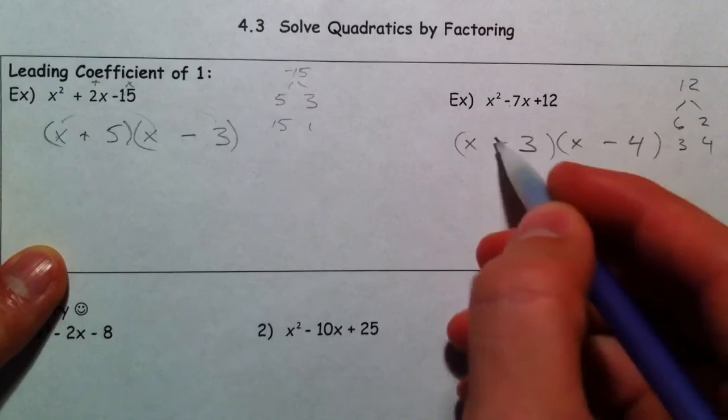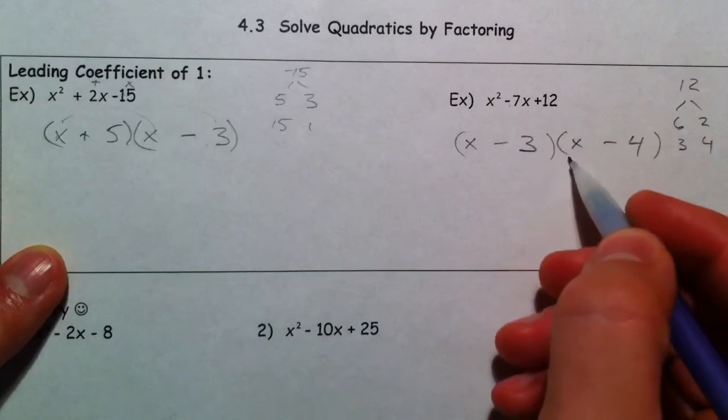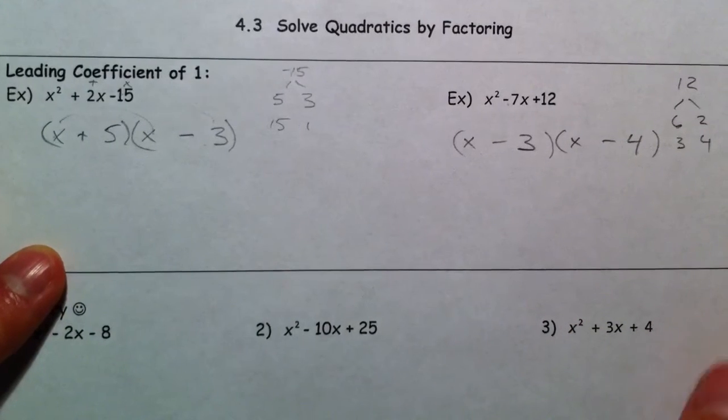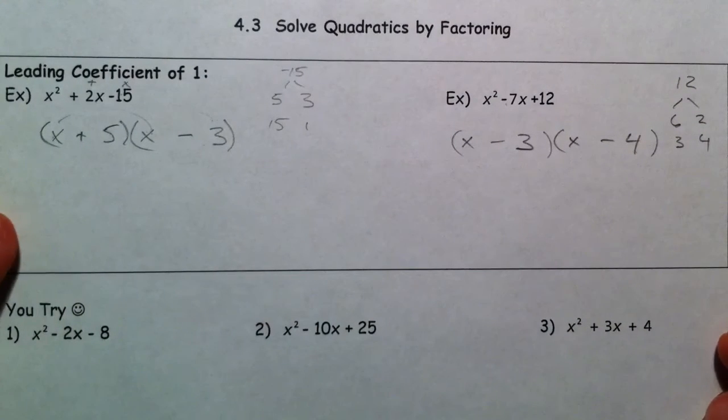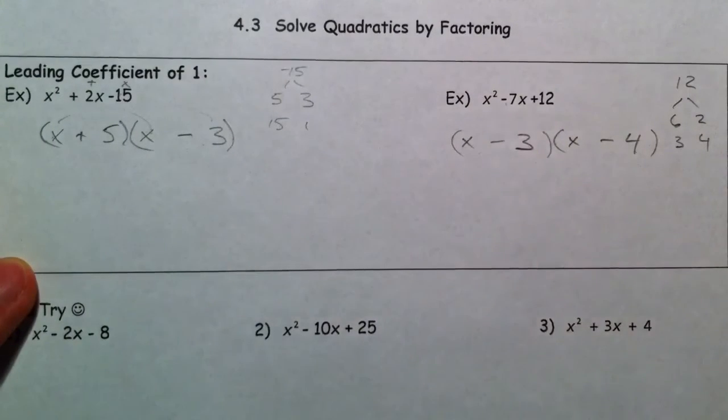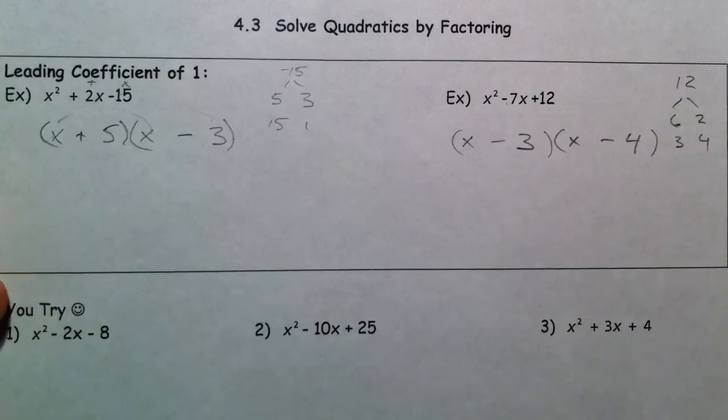So then you get x squared minus 4x minus 3x with a positive 12 when you multiply that all out. And that's your basic kind of factoring. So now it's multiplied, and you can multiply it back out to equal that. They are one and the same.